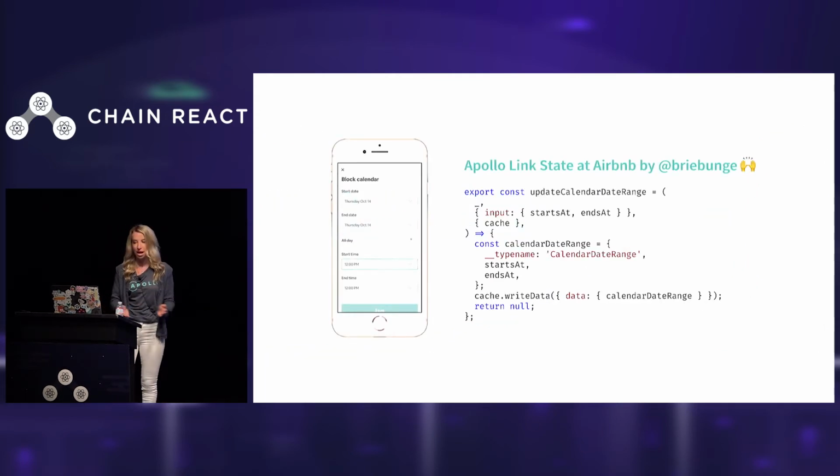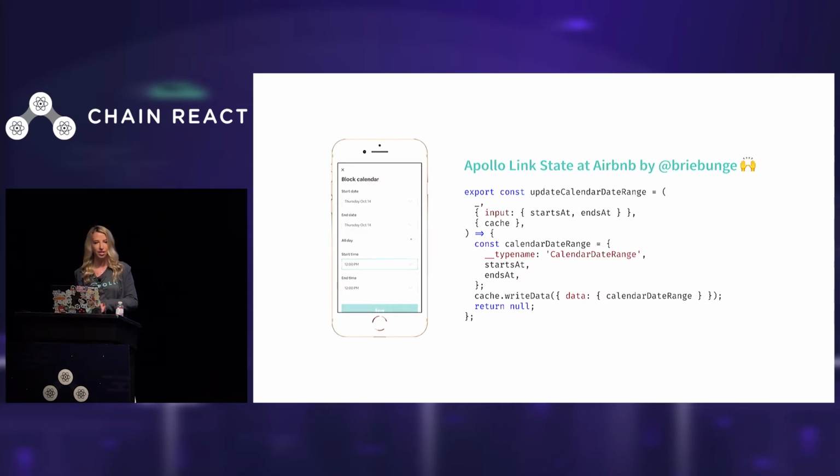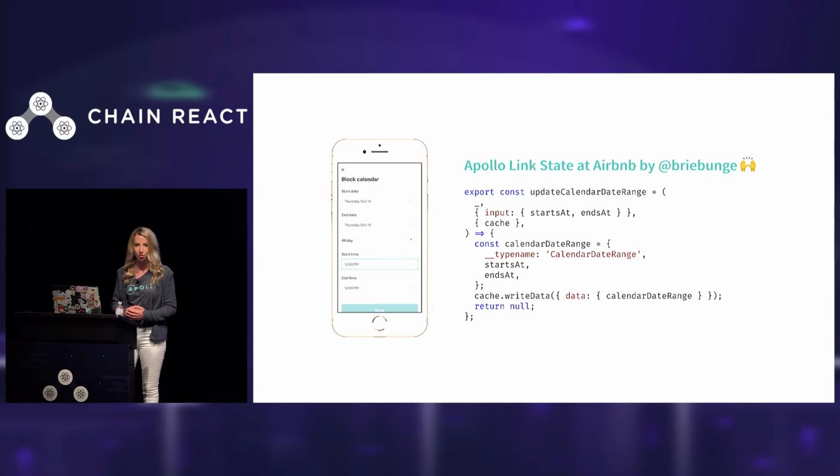And even Airbnb engineers are using it too. I was really excited to find out, I actually gave a version of this talk at Airbnb on Tuesday, and I found out that they are also moving to Apollo Link State for their local state management. This is an actual code sample from a new unreleased scheduling app that they have, and it's using Apollo Link State in order to manage their form data.